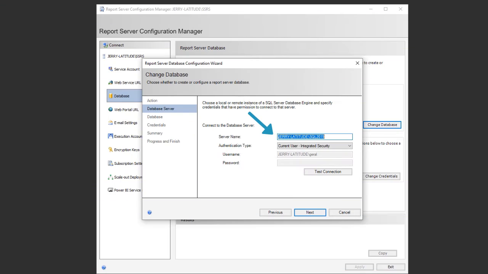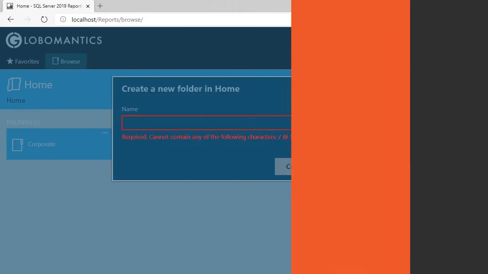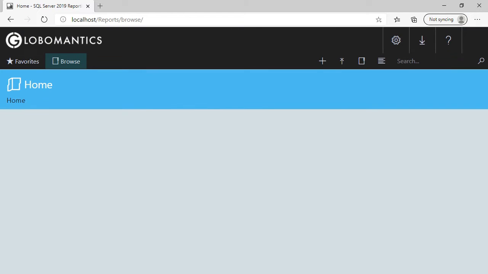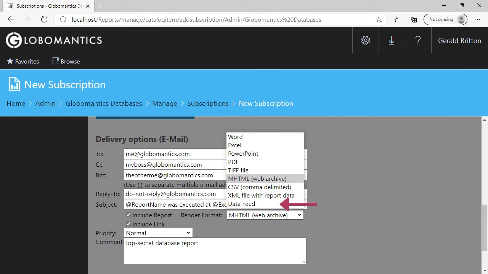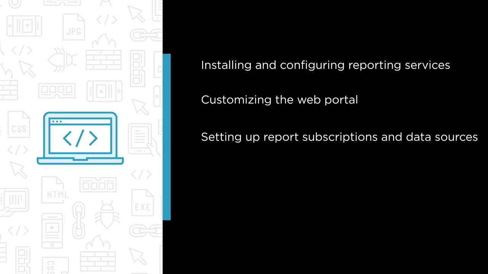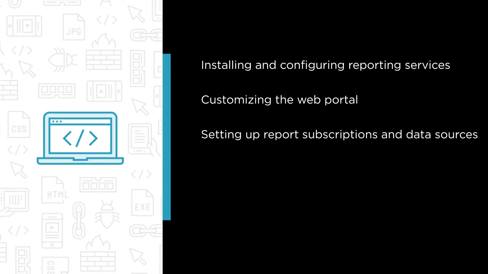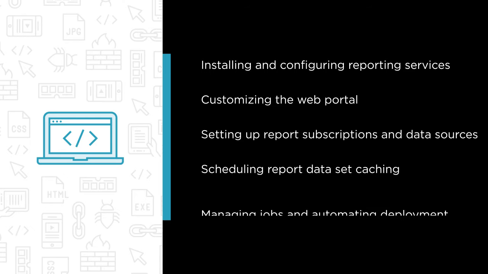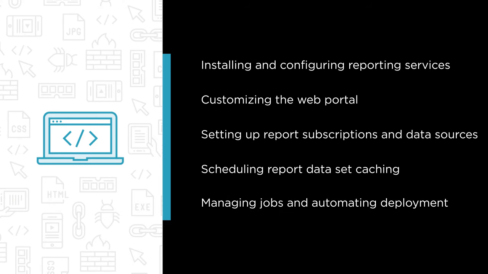In this course, we are going to look at SQL Server Reporting Services from an administrator's viewpoint. We will start with a finished report and see how to deploy, update, schedule, and manage it in a production environment. Some of the major topics that we will cover include installing and configuring Reporting Services on a Windows host, customizing the web portal to match a company brand, setting up report subscriptions and data sources, scheduling report dataset caching and snapshots, and managing jobs and automating deployment.